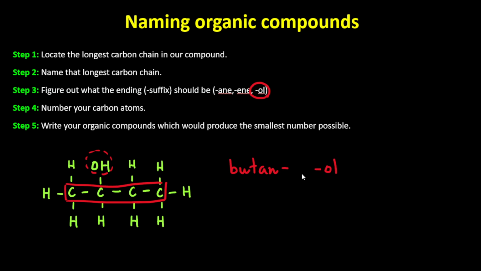So what is this something? You must tell where your OH group is. It can either be 1, 2, 3, 4, or it can also be 1, 2, 3, 4. So you can write butan-2-ol or butan-3-ol. Which one are you picking? You must pick the smaller number. That's why it will be butan-2-ol.